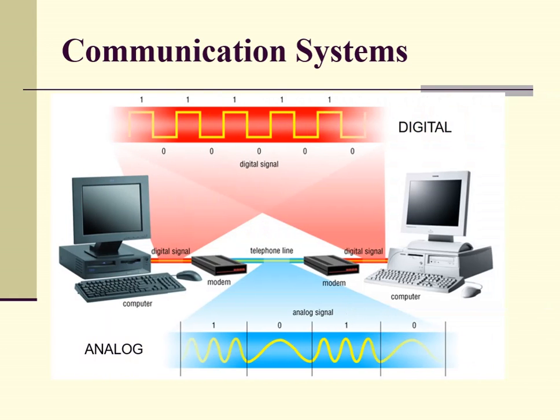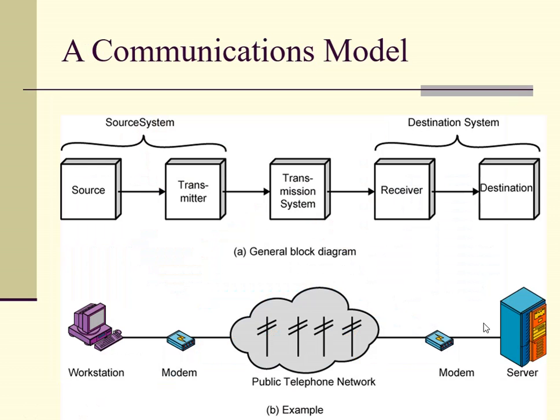Here we have two types of signal, digital and analog. The digital signal varies in discrete fashion, and here we have the analog signal which varies in continuous motion with time. Now, here is the communication model for network.